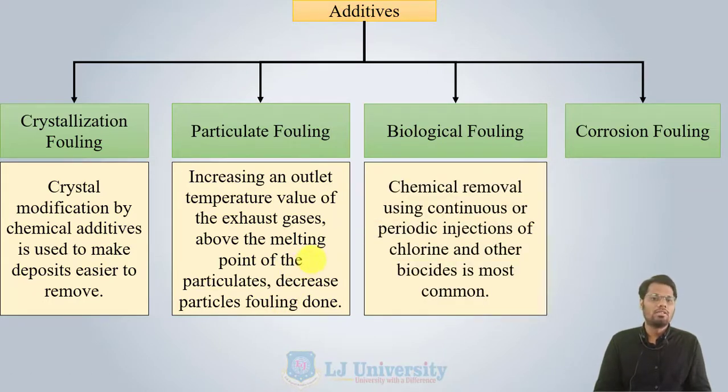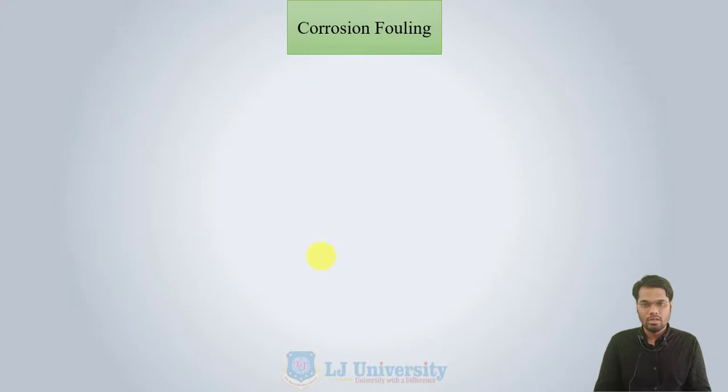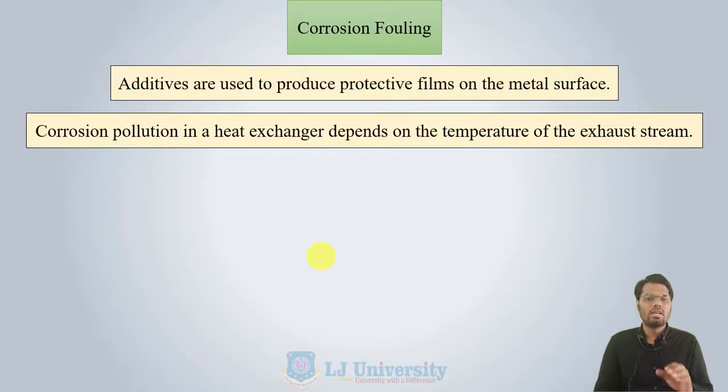The third one is biological fouling. So chemical removal using continuous or periodic injection of chlorine and other biocides is most common to remove biological fouling. At last, corrosion fouling. For corrosion fouling, additives are used to produce a protective film on the metal surface, because we know that corrosion fouling occurs mostly at the fluid side of the heat exchanger.